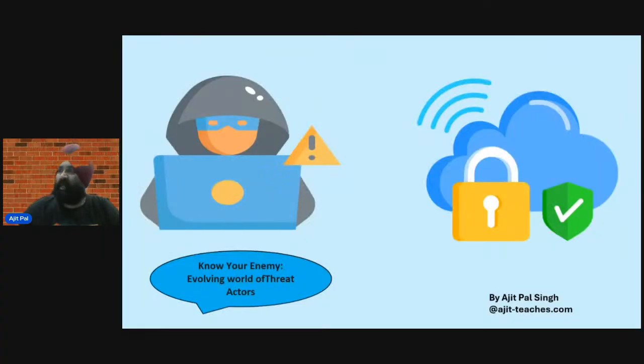Okay, so today the topic of the session is Know Your Enemy, Evolving World of Threat Actors. I am the speaker. My name is Ajit Singh. I have around 21 years of experience in the industry, and 21 years of experience in the training industry as well. I have also worked in the corporate cybersecurity field for 20 long years, in HCL, BT, and other companies, in different fields of cybersecurity, SOC, security compliance, and more.